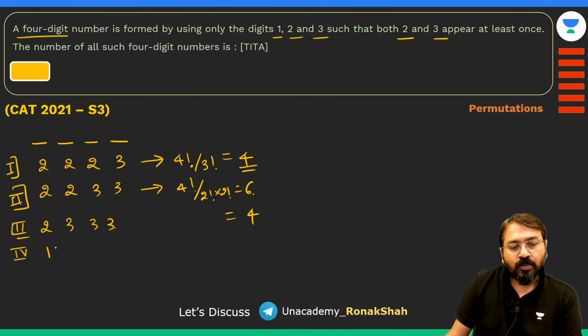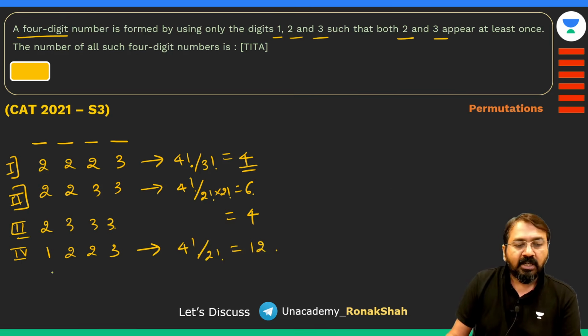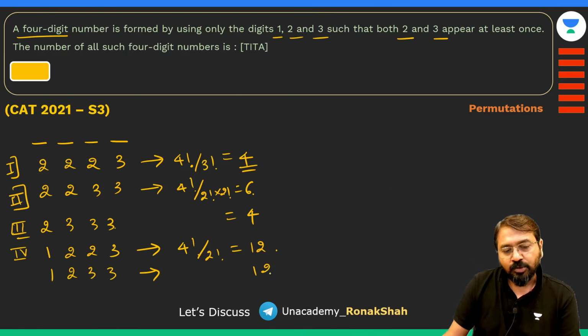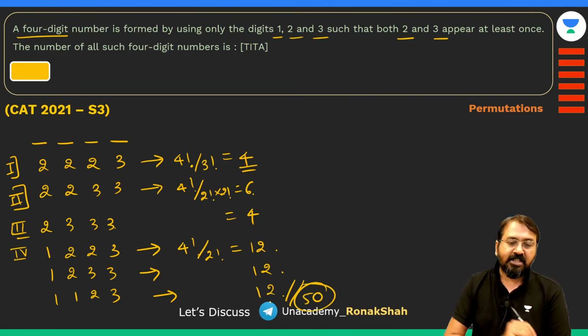Now I'll have to use at least one 1. So I can use one 1, then two 2s and one 3. So number of ways will be 4 factorial divided by, there are 2 identical digits, so divide by 2 factorial, so this will come out to be 12. Similarly, I can use one 1, one 2 and two 3s, so it will once again be 12. Or I can use two 1s, one 2 and one 3, so again it will be the same 12 ways. If you just add them, it will come out to be 50 ways.